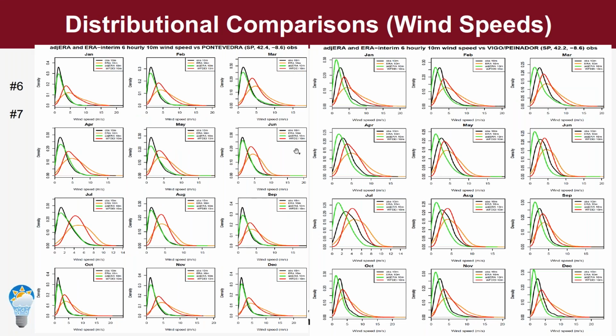So here's the first example of what a lot of the plots will look like. So here we have the Weibull distribution fits. Now, this is for Pontevedra on the left, and there's 12 months, and Vigo is on the right. Now the black line is the observational data. So this is the observational fit of the distribution.